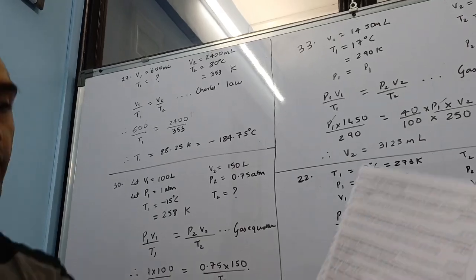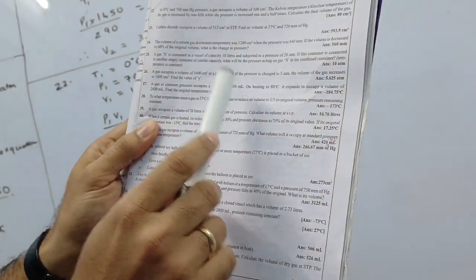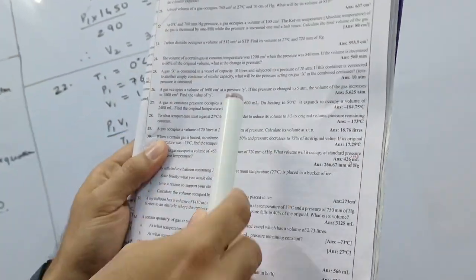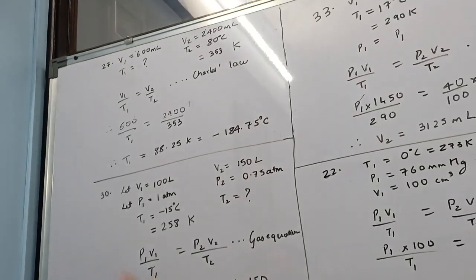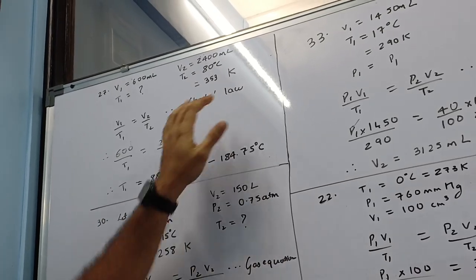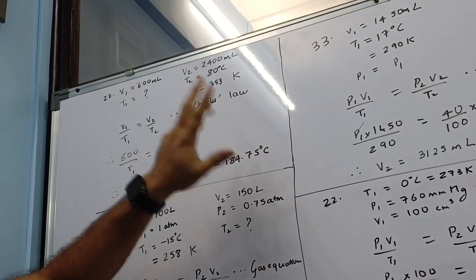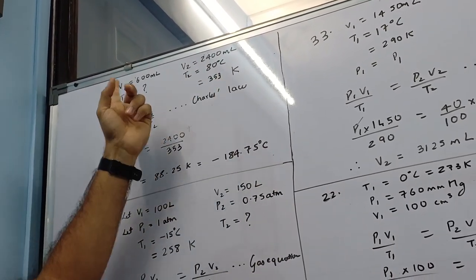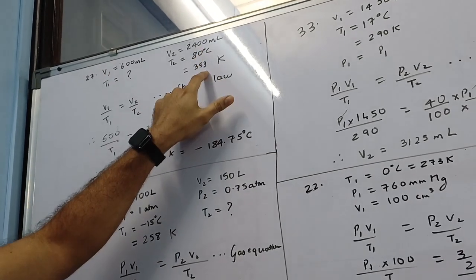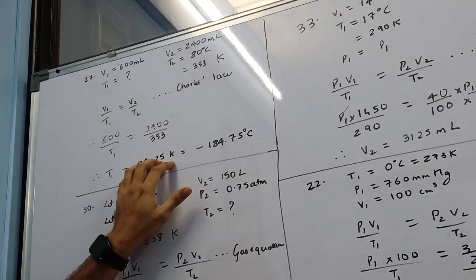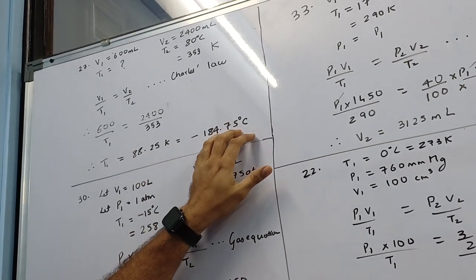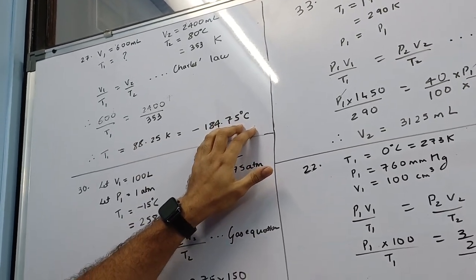27th sum. A gas at constant pressure occupies this much volume. On heating to 80 degrees Celsius, it expands to occupy a volume of 2400 ml. Find the original temperature. Now, again a very straightforward sum. Pressure is constant, so Charles' law. Remember, here they have given the final temperature and the initial temperature is asked. Don't forget to convert it to Kelvin. Substitute and solve. Get the answer in Kelvin, but don't leave it like that. Reconvert it to degrees Celsius by subtracting 273.